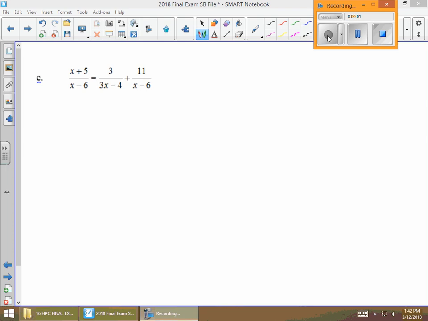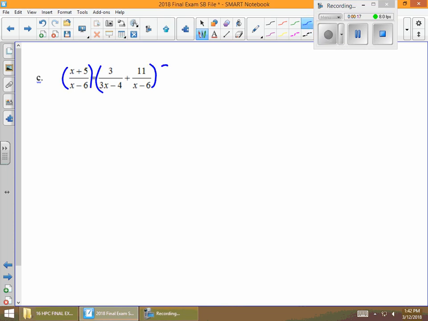All right, another solving rational equations problem. So here, none of my denominators are factorable. My two different denominators are x minus 6 and 3x minus 4. So what I'm going to be multiplying everything by is both of those denominators. And I'm going to work each one separately.